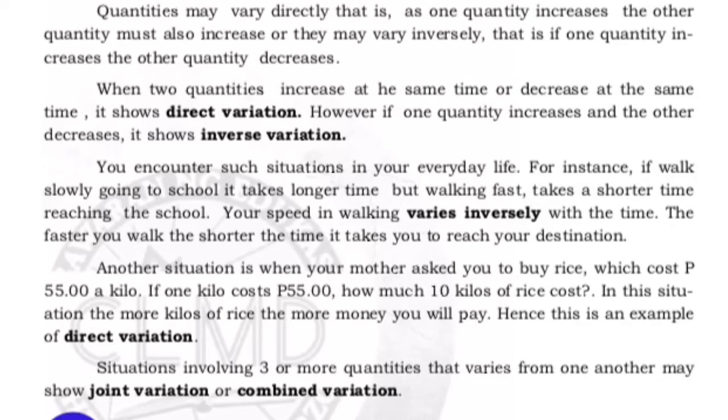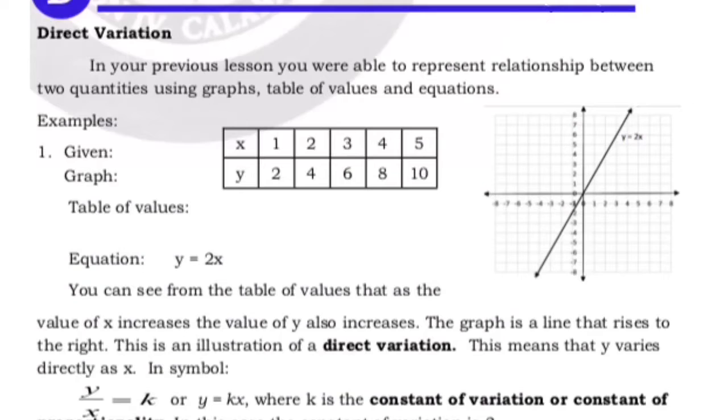Another situation is when your mother asks you to buy rice, which costs 55 pesos a kilo. If 1 kilo costs 55 pesos, how much do 10 kilos of rice cost? In this situation, the more kilos of rice, the more money you will pay. Hence, this is an example of direct variation. So let's discuss direct variation first.